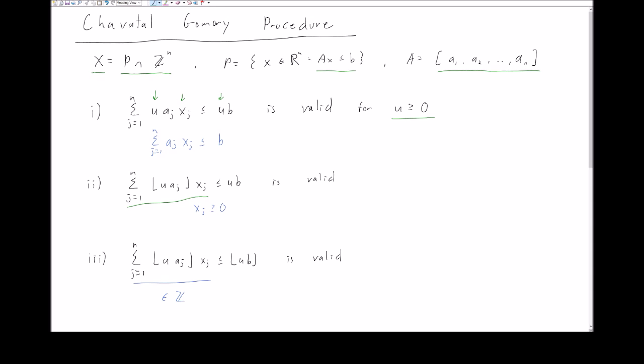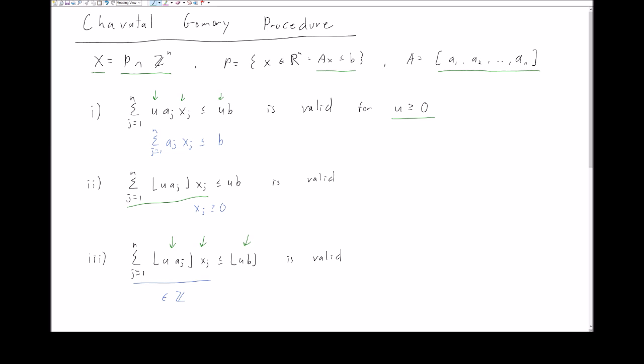Finally, by taking the floor, we've introduced a series of integers. We've multiplied this by our variables, which have to be integers, and so this side of our inequality has to be an integer. Because it's an integer, we can take the floor of the other side. We can take the floor of u times b. This remains a valid inequality.